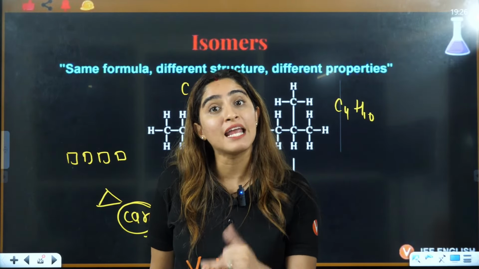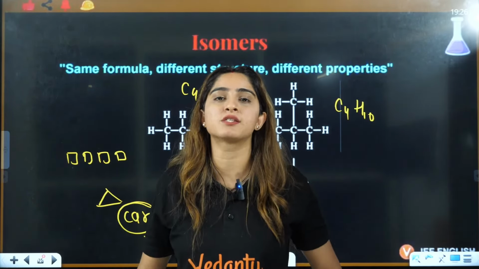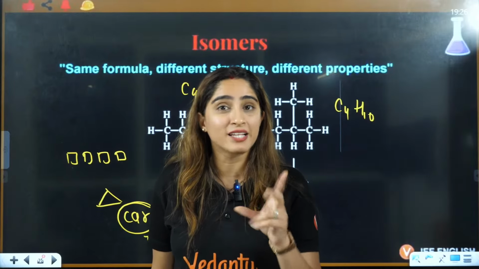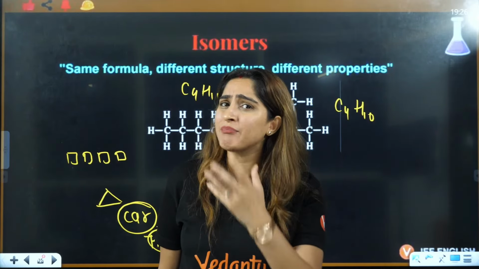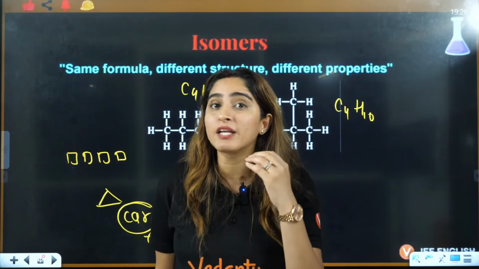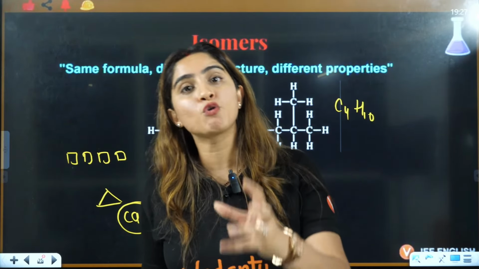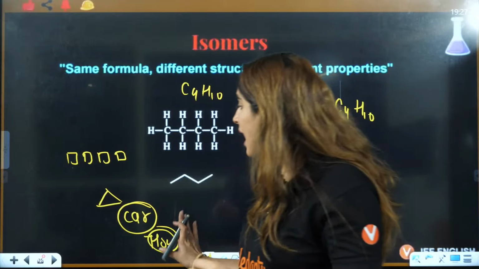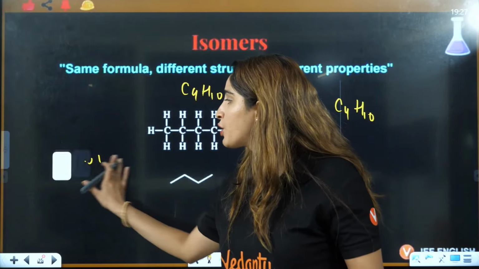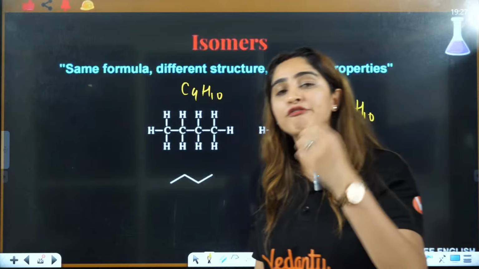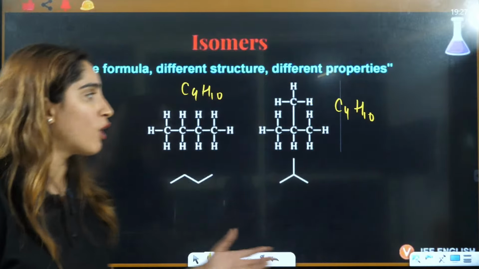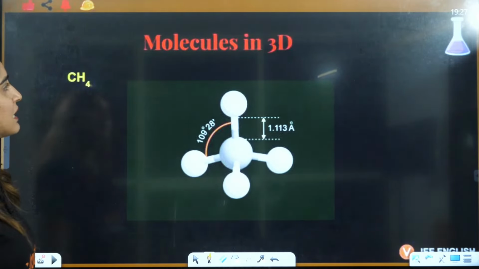Why? Because the arrangement is different, the linkage is different, right? They have used the same number of bricks, but they are forming different things. So that is nothing but isomerism. When you're using the same compound, the same number of atoms, but you are getting a different kind of structure, that is called isomerism, right?